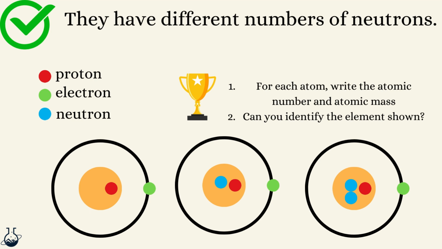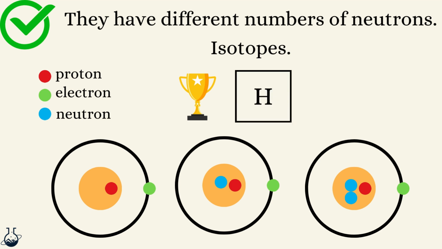All these atoms have the same number of protons and the same number of electrons. This makes them the same element, but they have a different number of neutrons. Atoms of the same element with a different number of neutrons are what we call isotopes. The challenge task will build on this and possibly link back to some prior knowledge.